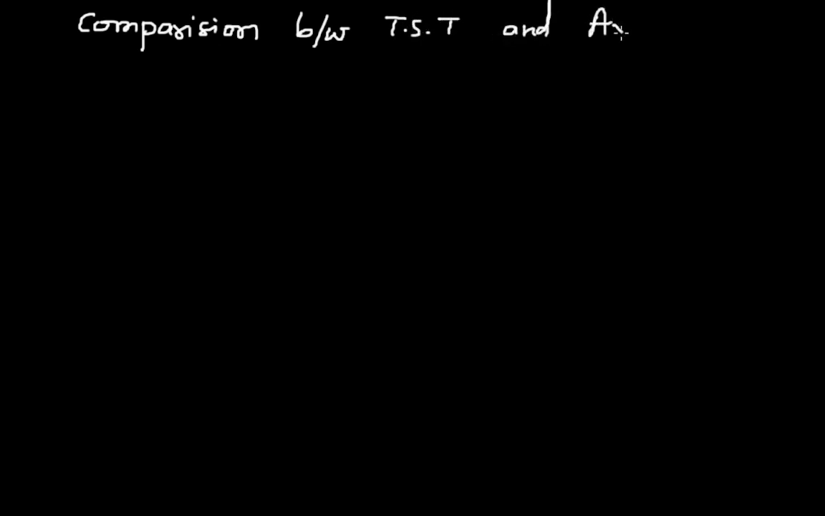So first one, comparison between transition state theory, TST, as I'll abbreviate it, and Arrhenius theory. Okay, so what is K given by in the Arrhenius equation?